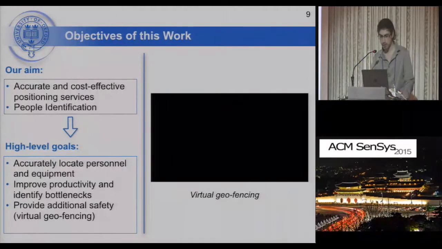So our aim in this work is to provide accurate and cost-effective positioning services in highly dynamic environments. We also want to be able to identify a particular person using a device ID, like a MAC address. And once we achieve these goals, we can accurately allocate personnel and equipment, we can improve productivity, we can identify bottlenecks and provide additional safety, for example, using virtual geofencing. So we can identify danger zones, and we can then notify people to provide better safety.